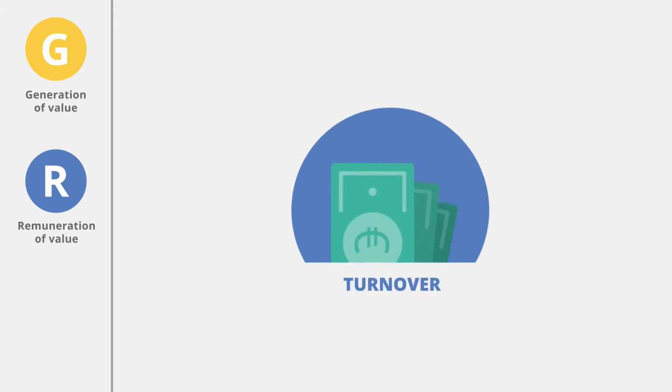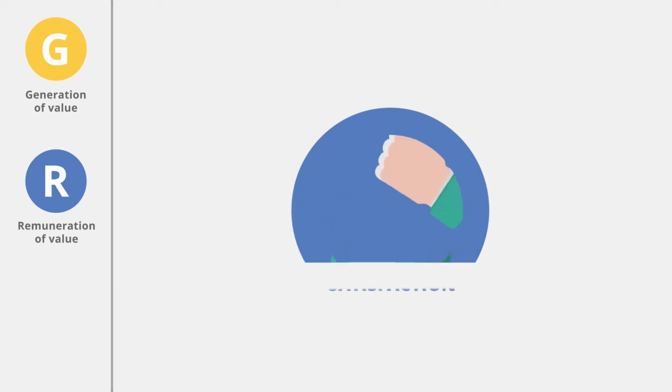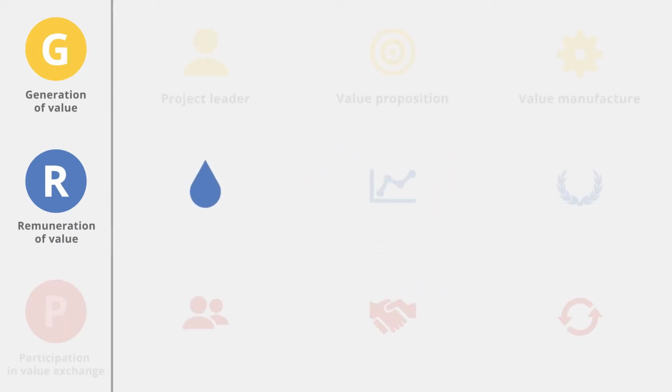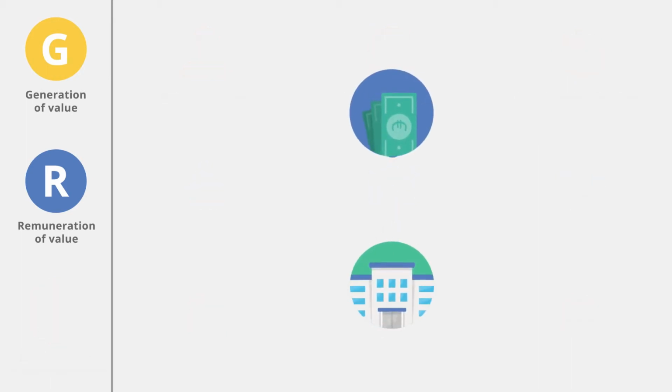Although this remuneration is often expressed as turnover, we shall see in a later chapter that the nature of the project can lead to remuneration taking other forms, for example, user satisfaction in the case of a public service. The first component of the remuneration of value is concerned with explaining how turnover enters the firm. In other words, the sources of remuneration must be clear.